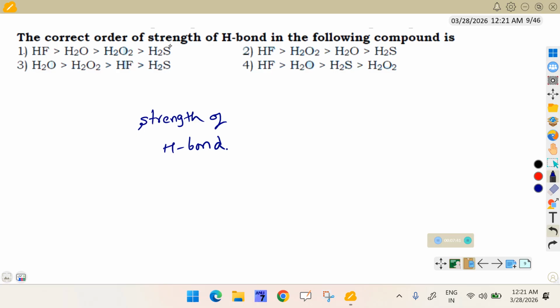The correct order of strength of hydrogen bond in the following compounds. The strength of hydrogen bond is directly proportional to electronegativity of the central atom.